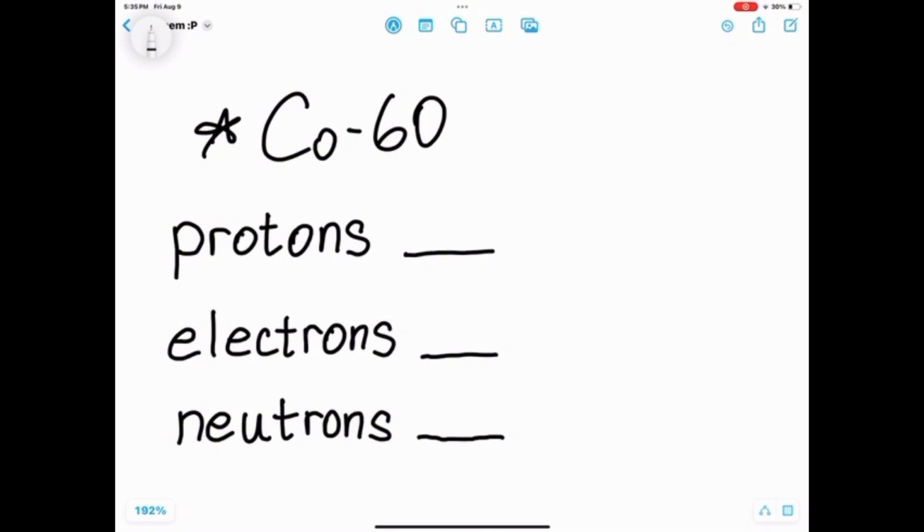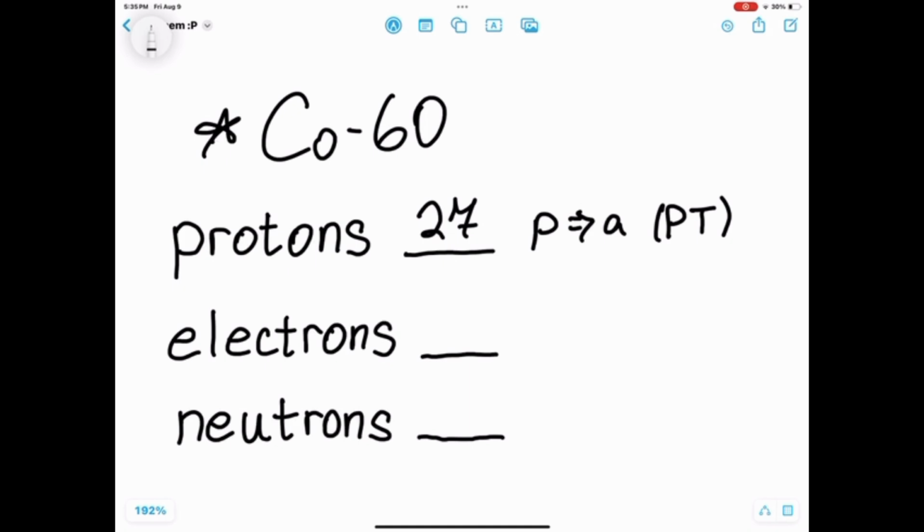The first question asks about cobalt-60 and its subatomic particles. First, we are asked for its number of protons. Recall that protons correspond to atomic number, which is given on the periodic table. Looking at the periodic table, you will see that cobalt's atomic number is 27, so it has 27 protons.